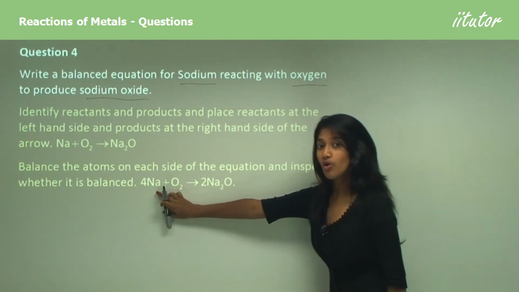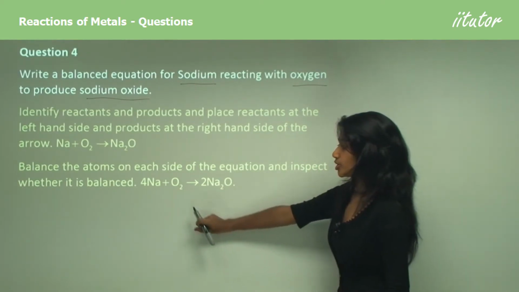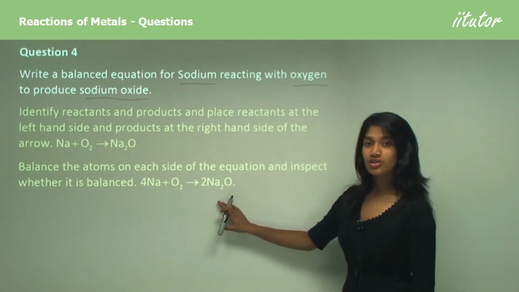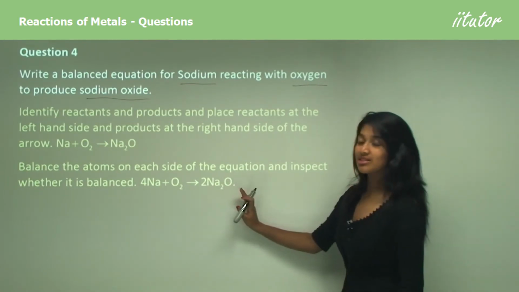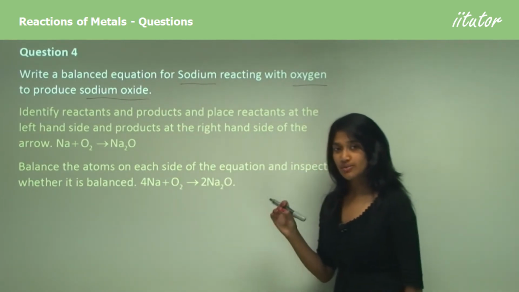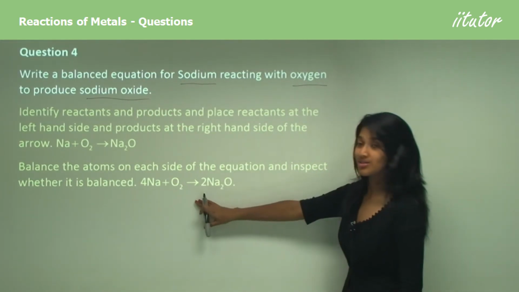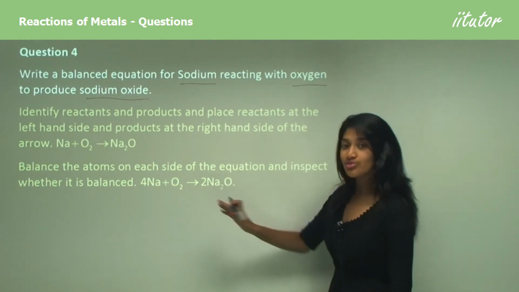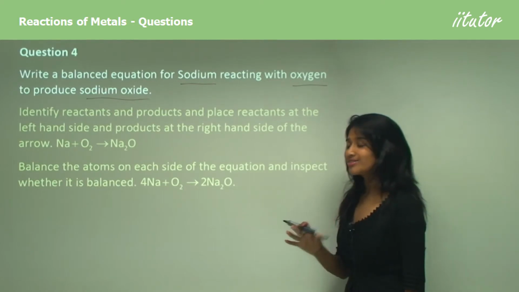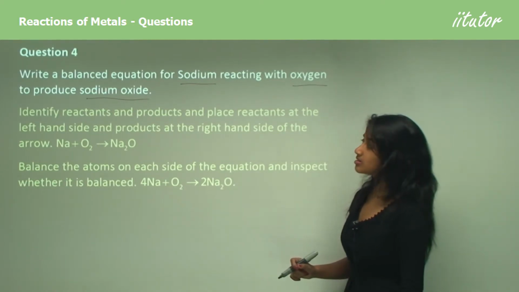So here we have 4 sodium molecules reacting with 1 oxygen molecule to give you 2 sodium oxide molecules. And this is a balanced equation. Because it's asking for a balanced equation, it's very important to get your full marks. You should balance your equation. And I would recommend you to write your states if you know the states. But if you're unsure about the states, please leave it out.